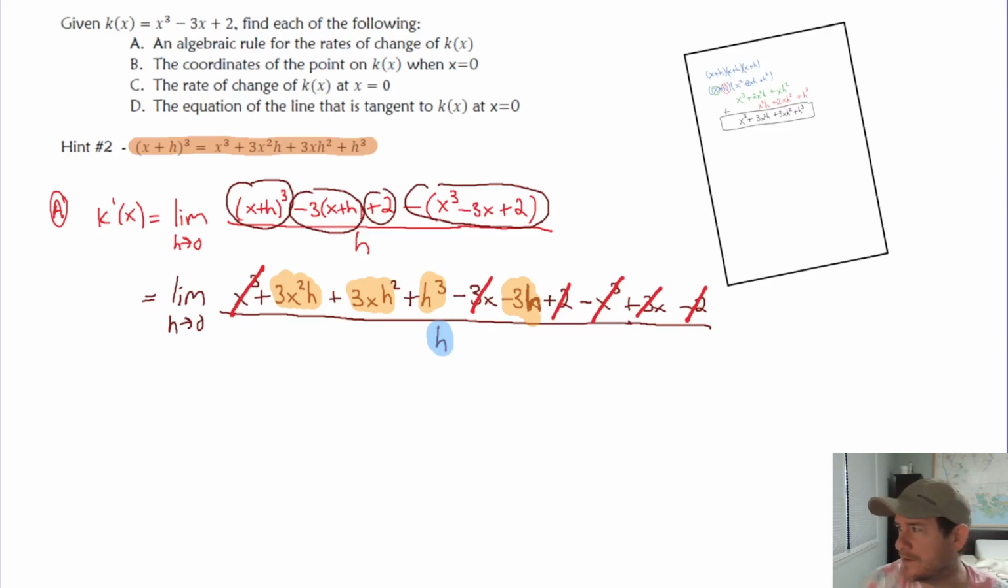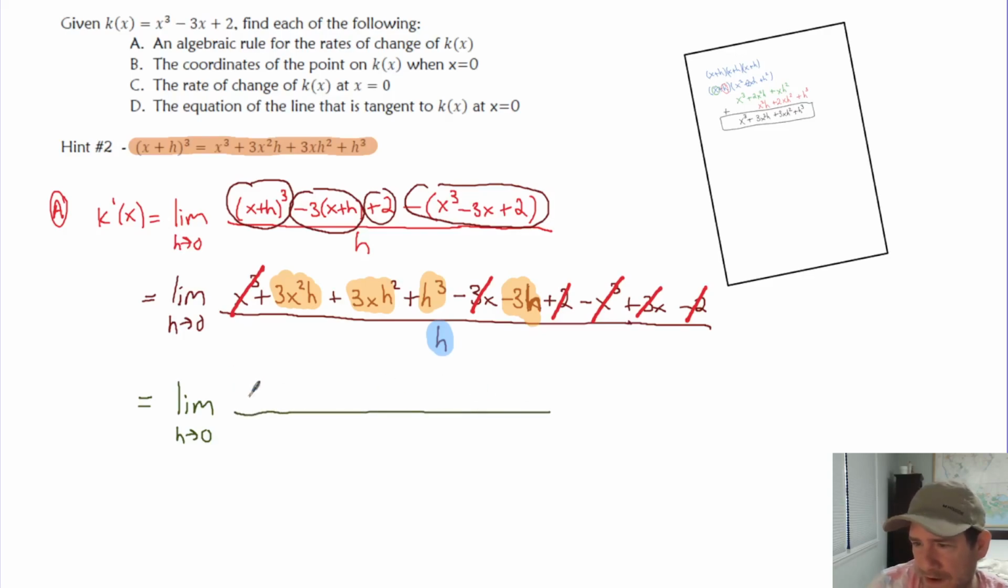What color do I want to use now? We'll switch over to a dark green. So we haven't substituted in yet, so this is still the limit as h goes to 0. And then upstairs we're going to factor out an h right away. We know we're doing that. So that'll leave me with a 3x squared plus a 3xh plus an h squared and then minus 3.